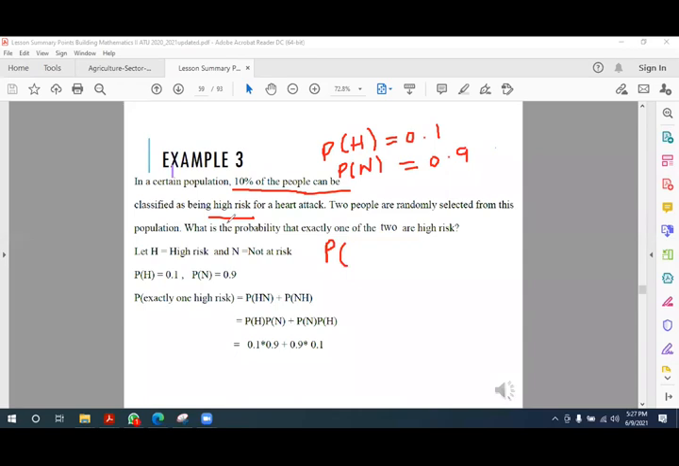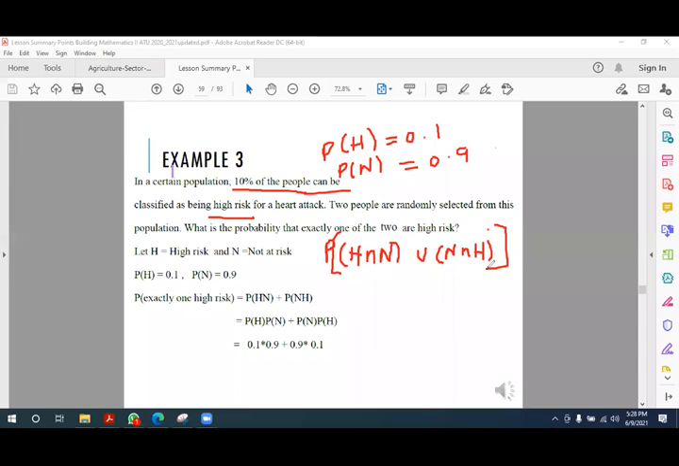We are not going to replace. So this is without replacement, but they are two different people. Do you understand? Good. So we have the probability of the first person being high risk and the second person not being high risk, or the possibility of the first person being not at risk and the second person being at high risk. Okay, these are the two possibilities.